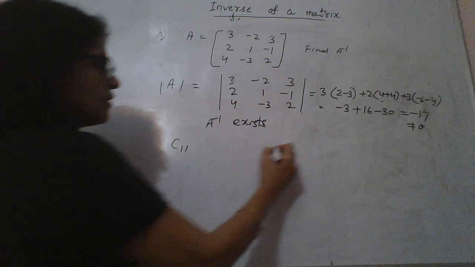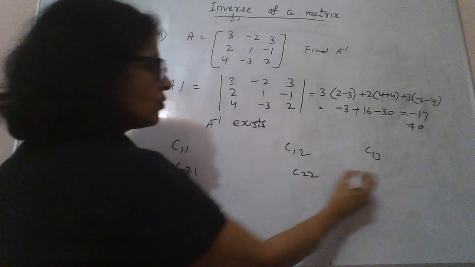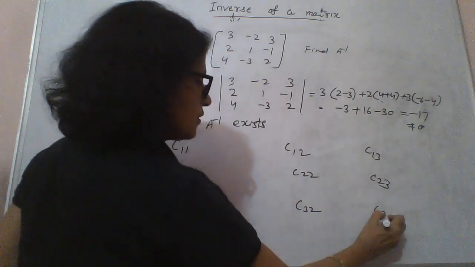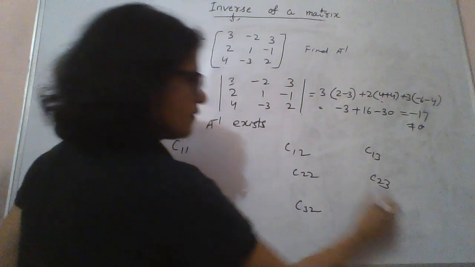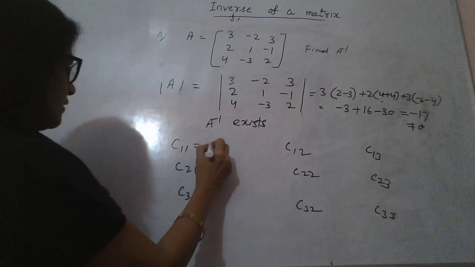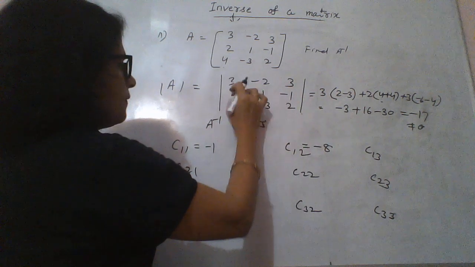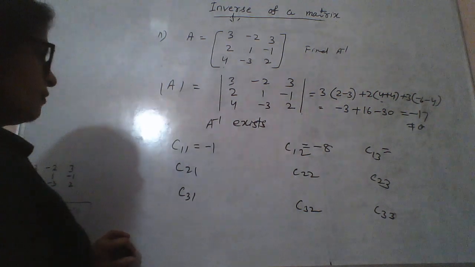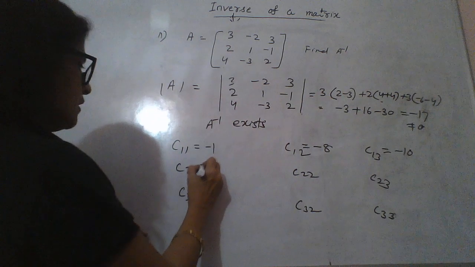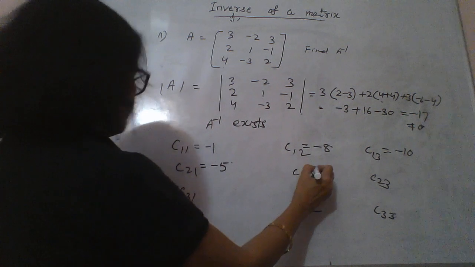Okay, just see the steps. So you have to get C11, C12, C13, C21, C22, C23, C31, C32, C33. So take the cofactors in this order. See, I have taken in row order only. So C11 is what? It is minus 1. C12, are you getting minus 8 here? C13 equal to cofactor equal to minor here. Are you getting minus 10? C21 cofactor is negative of minor. So here it is minus 5.